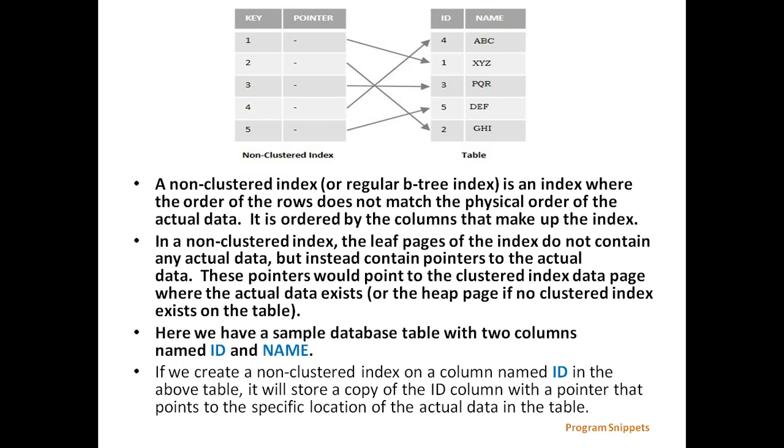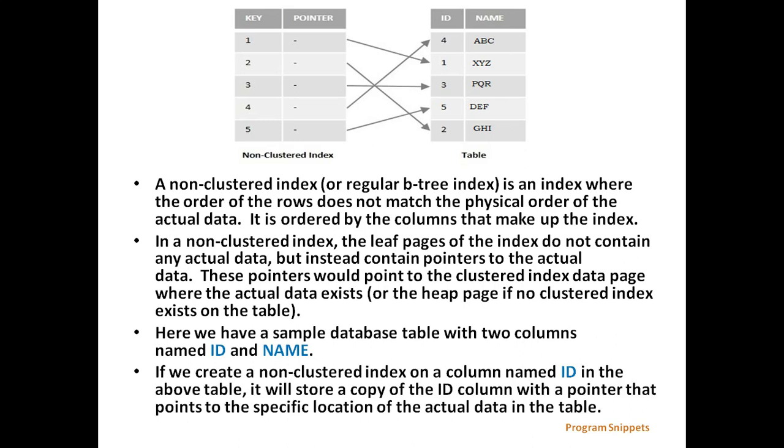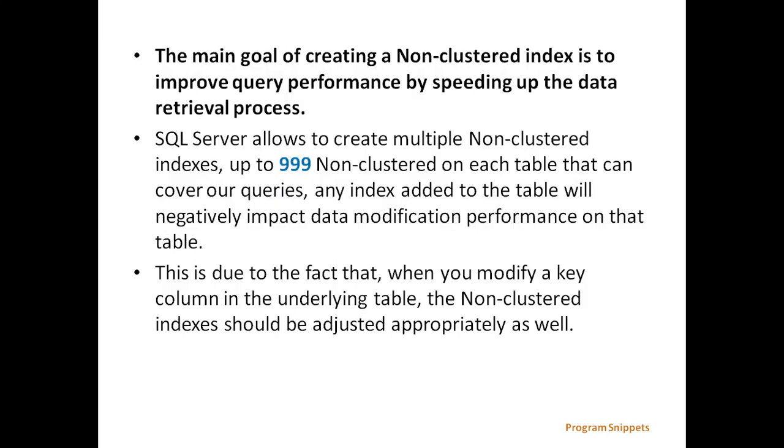In this example, we have a sample database table with two columns as ID and name. If we create a non-clustered index on a column named ID in the above table, it will store a copy of the ID column with the pointer that points to a specific location of the actual data in the table. The main goal of creating non-clustered index is to improve query performance by speeding up the data retrieval process.